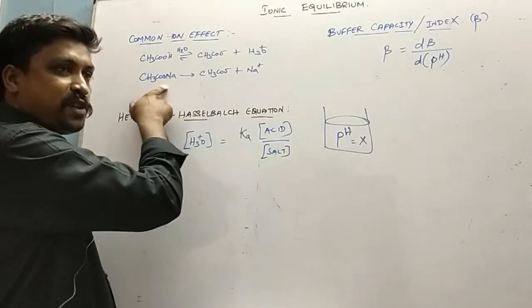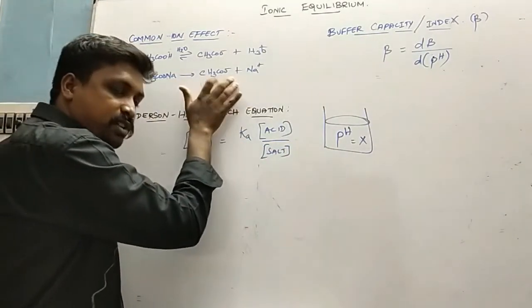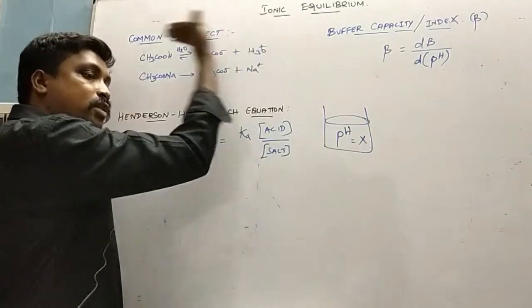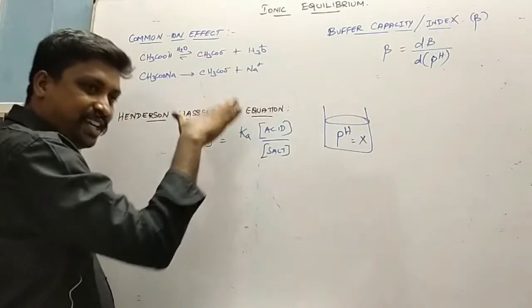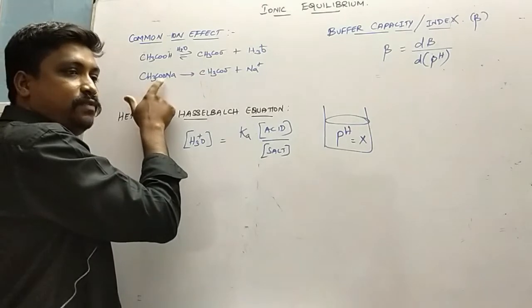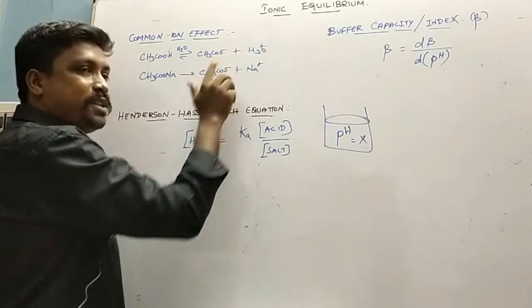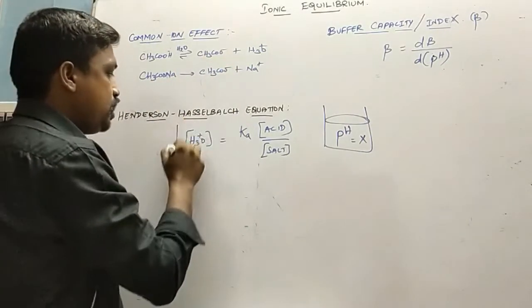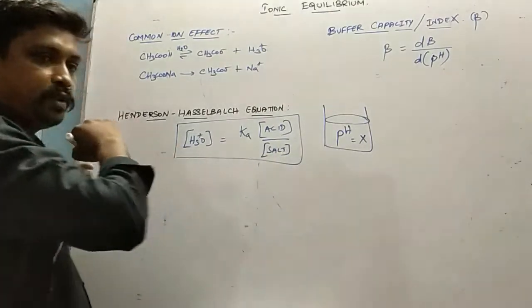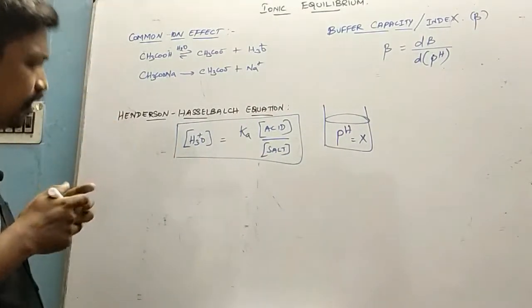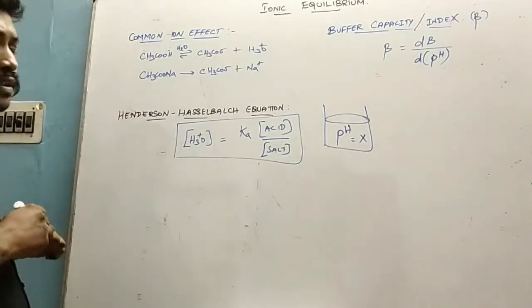If salt is present, more forward reaction will occur here, and the first reaction will go to the backward side. That is, H3O plus will decrease if this increases. If this salt increases, H3O plus will decrease. So I think you are clear with this equation now, right? Then consider the first two again.